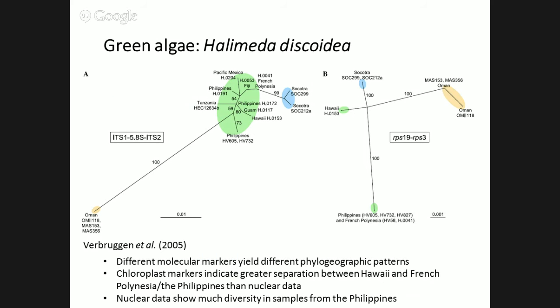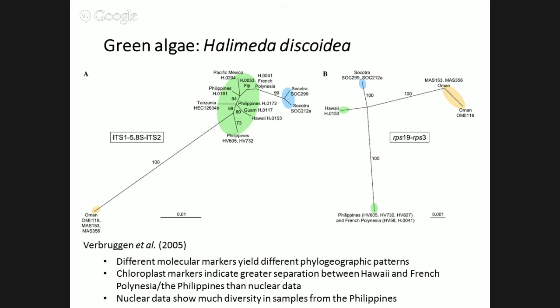So this alga became the basis of a PhD thesis that was conducted by Jeroen Verbruggen. And he published part of his data in 2005, what I'm showing you here. And what he did here was similar to what I've talked about before, analyzed DNA sequence data for specimens from a very wide geographical range. But he analyzed a couple of different markers here.